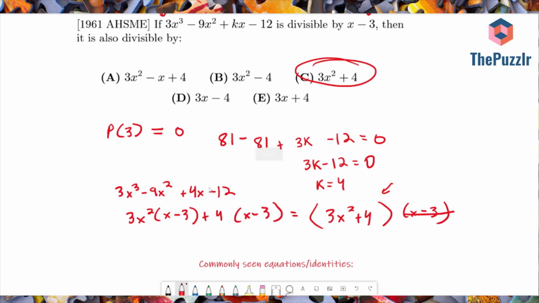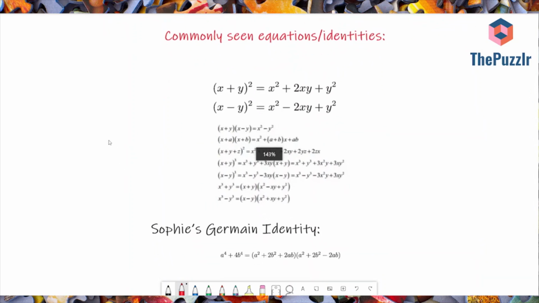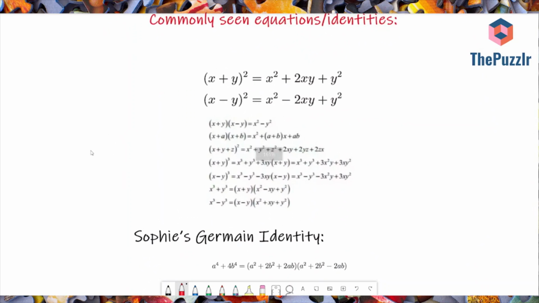So that's our answer. We move on to the next part of our class, commonly seen equations and identities. These are a must know, guys. Just knowing these really helps you when there are questions that are trying to throw you off. Knowing them by heart really helps you make sure that you'll get those problems. I'll just quickly go over them.